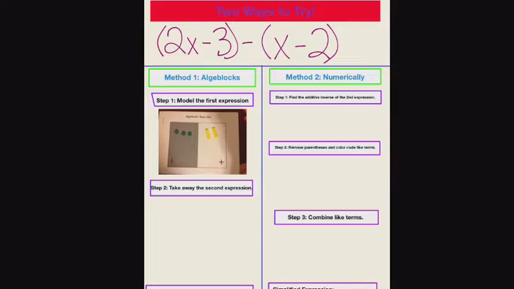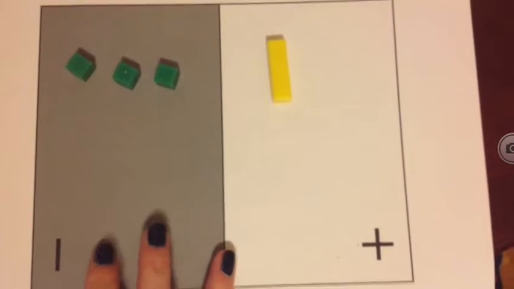Okay, now we're going to take away the second expression from the first. So we're going to be taking away x minus 2. The first part of that is relatively easy. We're going to take away 1x. So that's gone. Now, the expression is x minus 2.